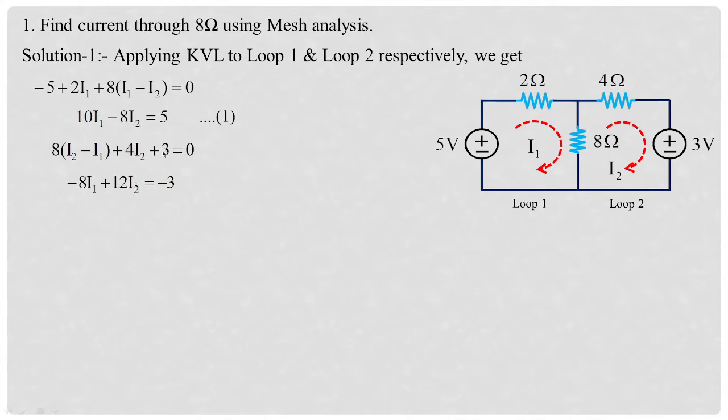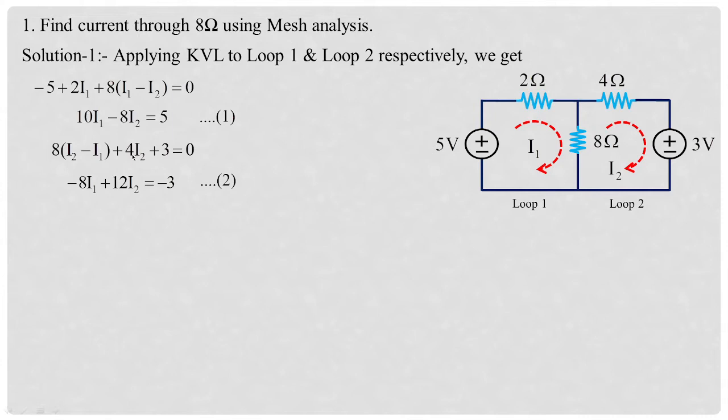Here you have a plus sign, so when you shift it to the right hand side it becomes minus 3, and this we are treating as equation 2. With this we have two equations with two unknown parameters. So the parameters which we have to determine are the loop currents I1 and I2.